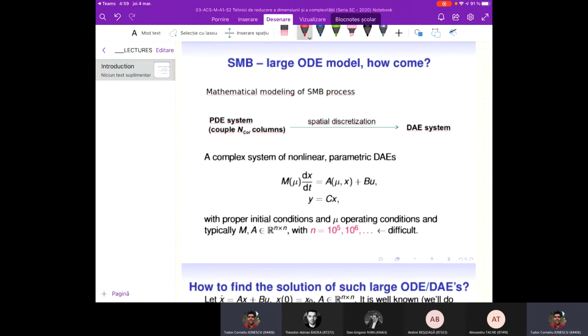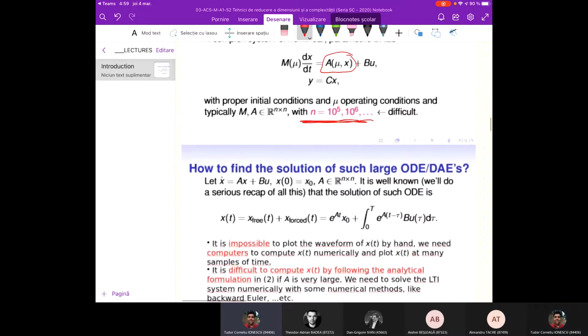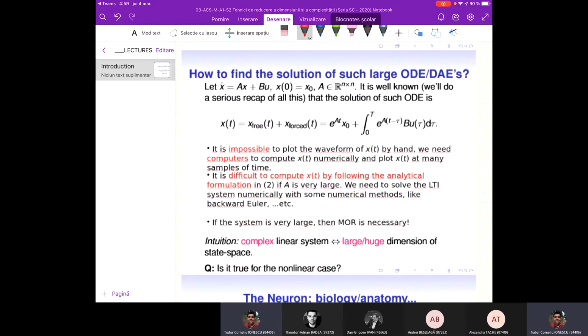So once you do this spatial discretization, you end up with a complex system of nonlinear and parametric differential algebraic equations. Okay, this is a nonlinear term here, as you can see. Okay, again, dimensions are blowing up. So again, this is very difficult to use and to manipulate in this form. So the question is, how do you want to find the solution of such large ODEs and DAEs?